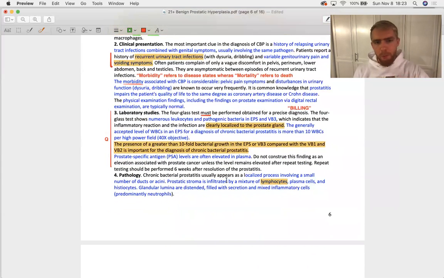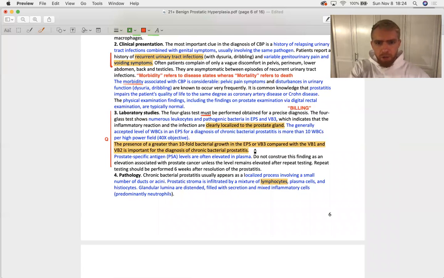So bottom of page 6, the 4-glass Meares-Stamey test must be performed for precise diagnosis. And what that's telling you is that there's an ICD-10 code for prostatitis, and so you need to do this for billing purposes. The prostatic secretion, when it's culture positive, confirms that the infection is in the prostate gland. It doesn't exclude the fact that it's in the urethra, but it tells you it's in the prostate.